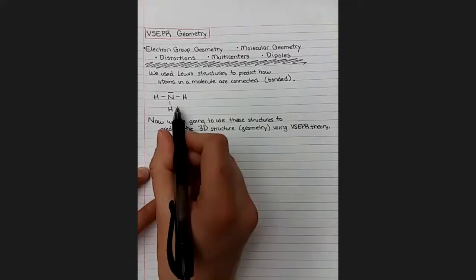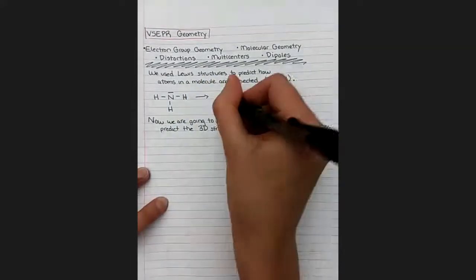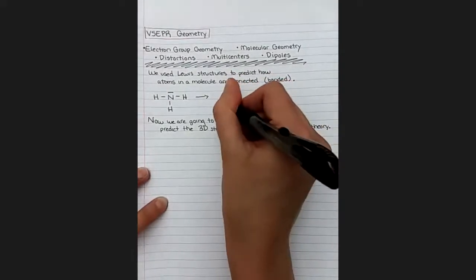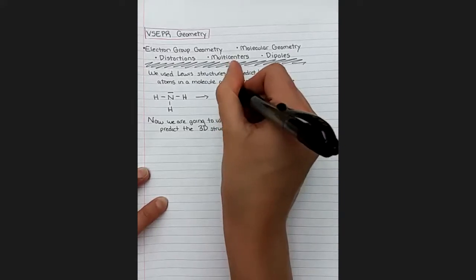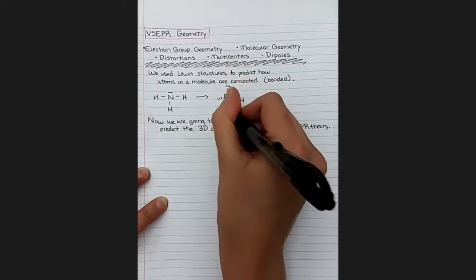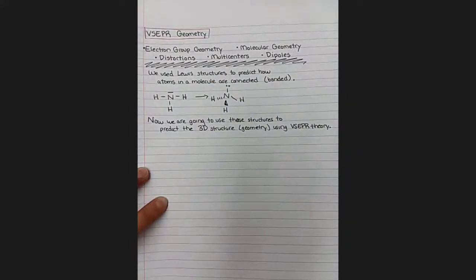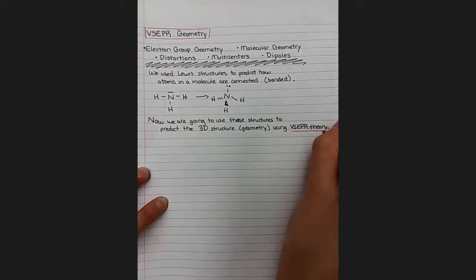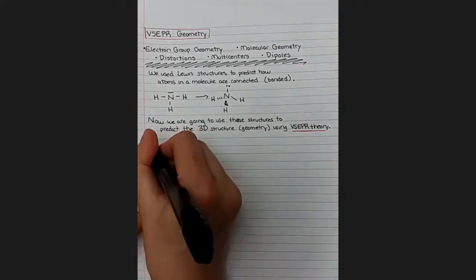Okay, so we're going to take something like this, which is a Lewis structure, and we are going to use it to predict the geometry or the three-dimensional shape that a molecule will take, which will look something like this. So these are the shapes we're going to be learning how to make. Now, the tool we're going to be using is called VSEPR theory, and that is an acronym. So let's talk about what that means.